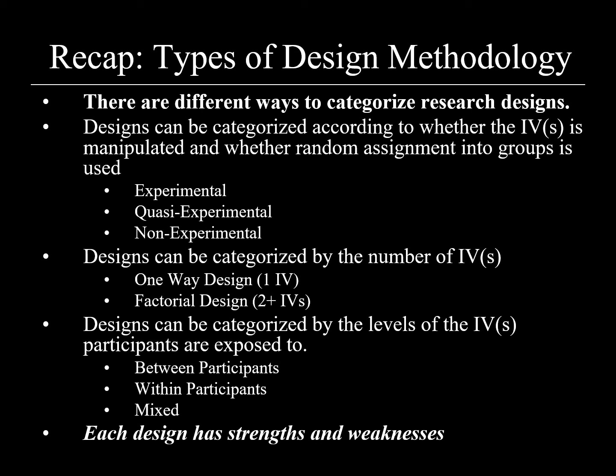The next question we can ask is, do you have a single independent variable or multiple independent variables? If you only have one, you're in a one-way design. If you have more than one, you're in a factorial design.